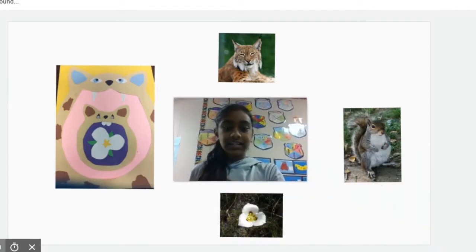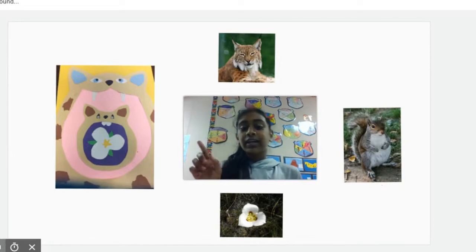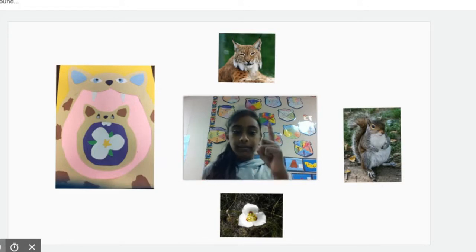Everyone. Today I'm going to be talking about my Zion National Park food chain. To start off, here's my art project, which shows the bobcat eating the chipmunk, and the chipmunk that eats the lily, seagull lily. This is my Zion food chain.